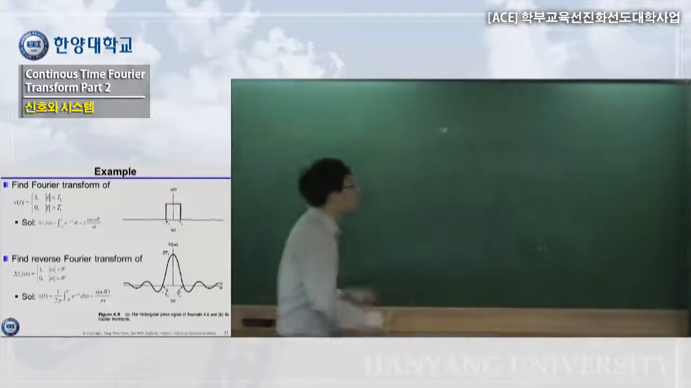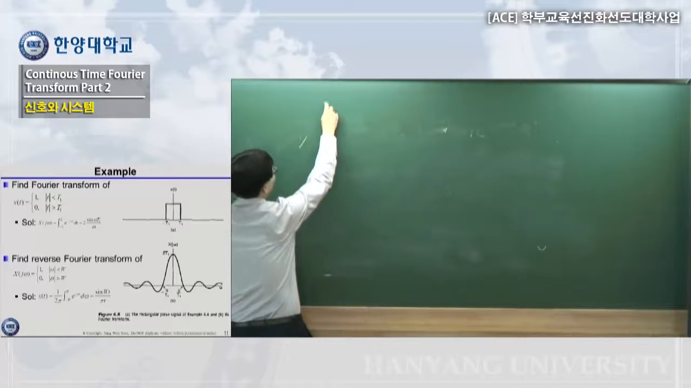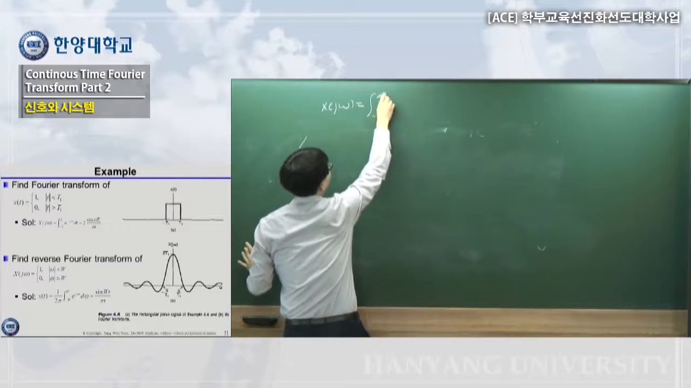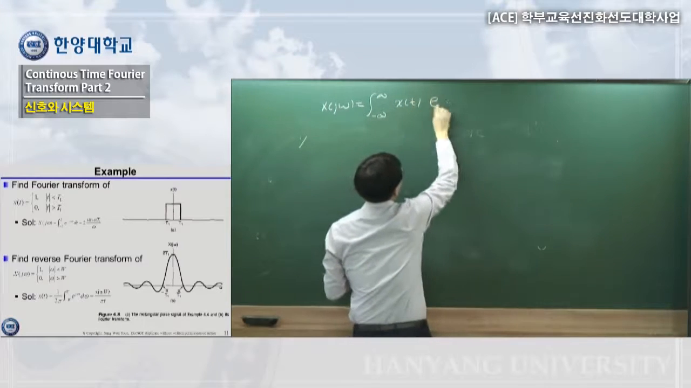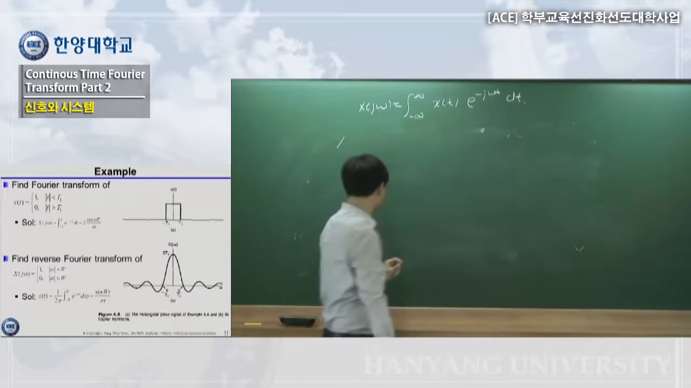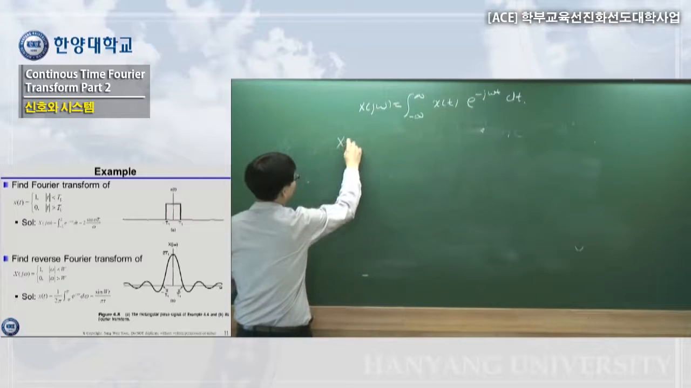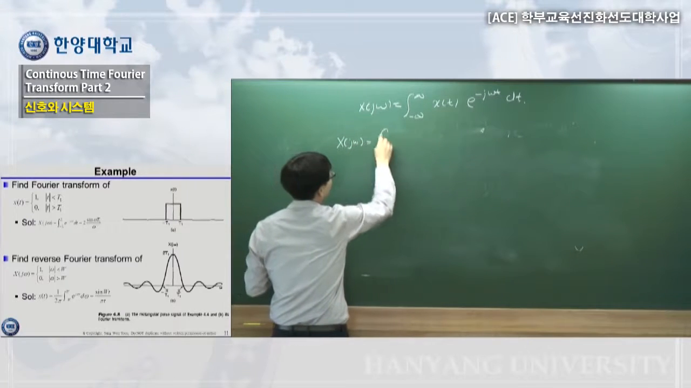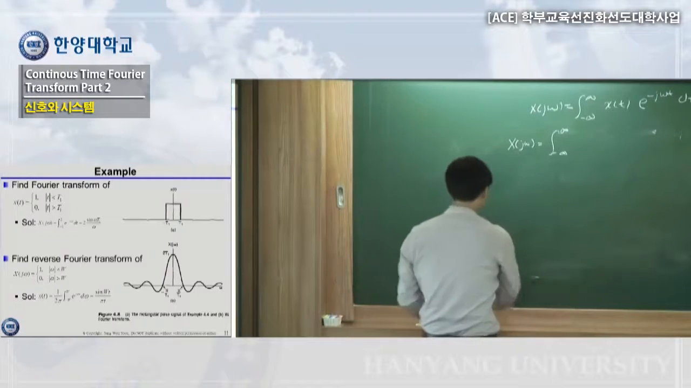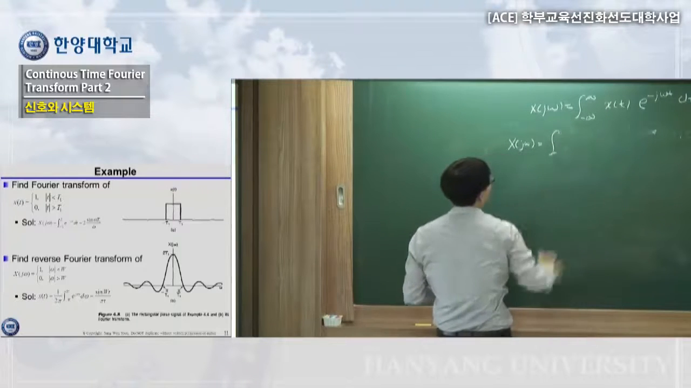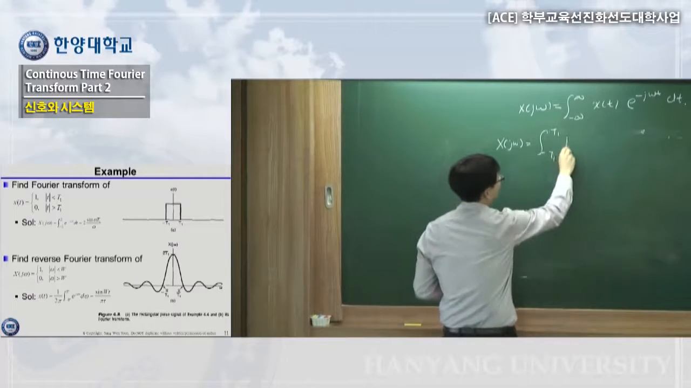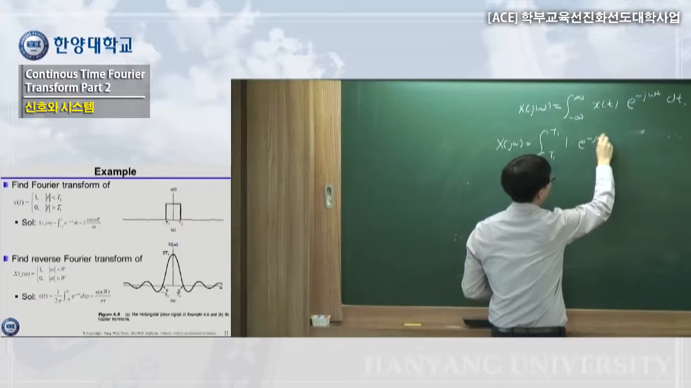Let's calculate. The solution is quite simple. Let's write down X(j omega) equals the integral from minus infinity to infinity of x(t) e^(minus j omega t) dt. So let's use it. X(j omega) equals the integral from minus infinity to infinity. x(t) is only 1 from minus t1 to t1. Other than that, it is 0. So this is 1 over here, e^(minus j omega t) dt.